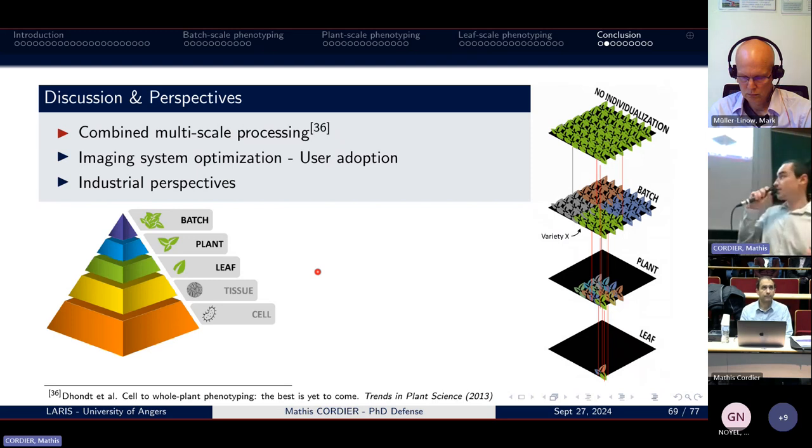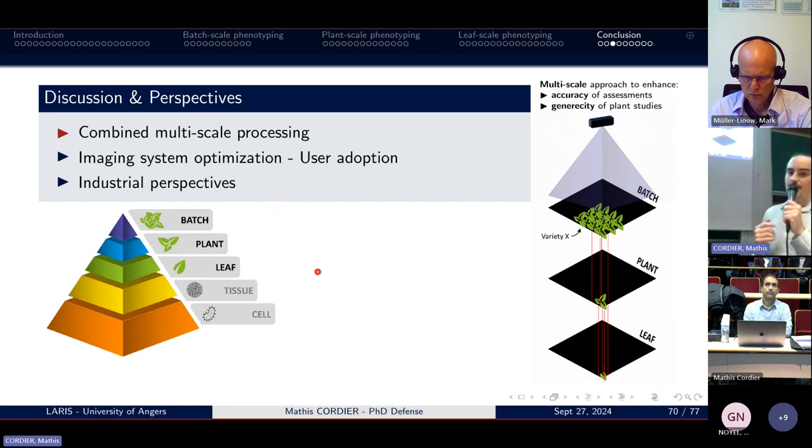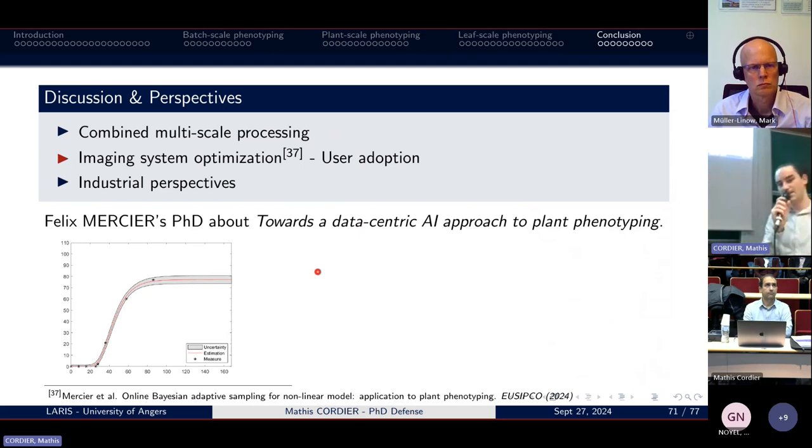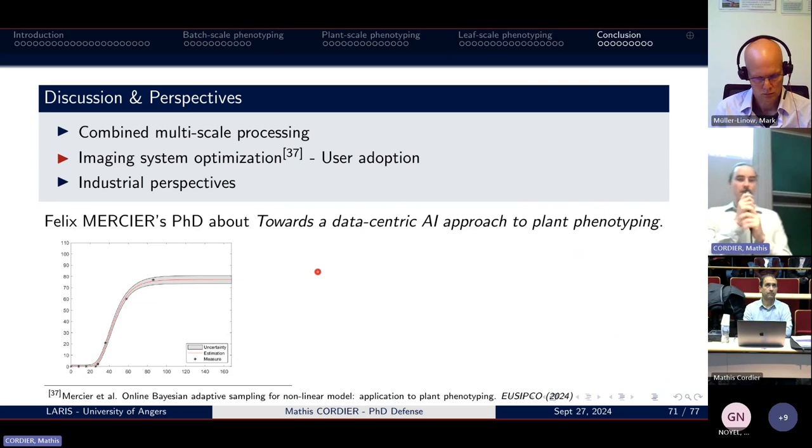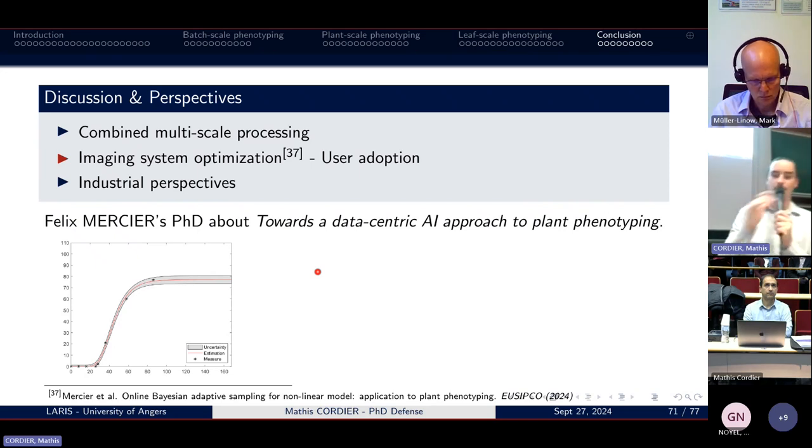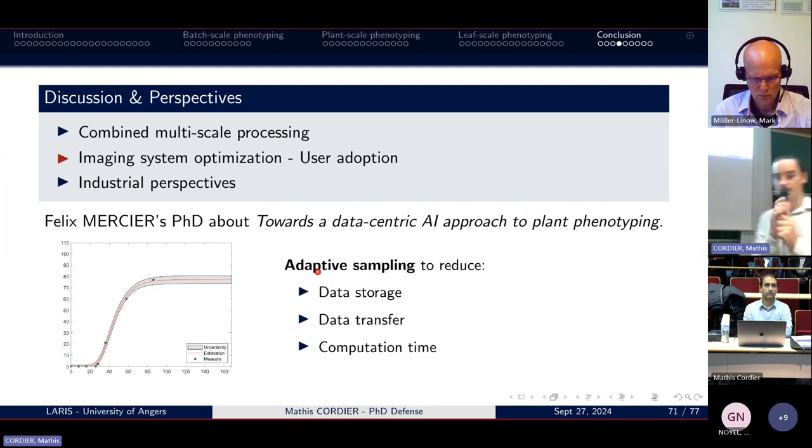What we proposed in this work is different contributions at each scale: batch, plant, and leaf scale. But we can expect that the combined multi-scale processing approach will be very useful at the end to enhance the accuracy of the assessments and also to be generic on the plant studies that we can monitor. Also, we can expect some optimization of the imaging system. In particular, there is a PhD currently led by Félix Mercier about a data-centric AI approach to plant phenotyping. In this work, he worked on adaptive sampling to reduce data storage, data transfer, and computation time by selecting the suitable times to acquire new images and reducing the number of images.